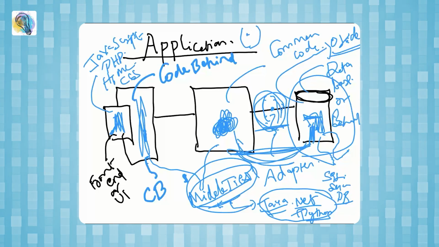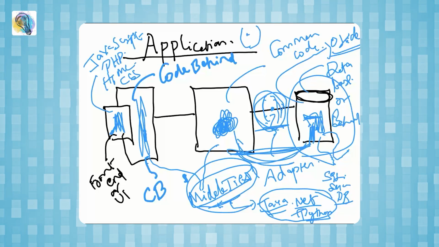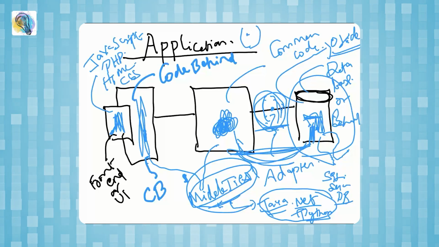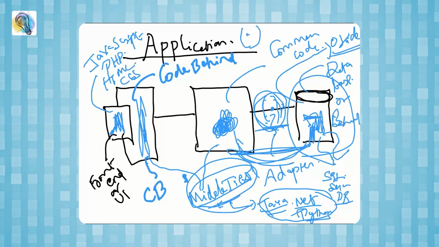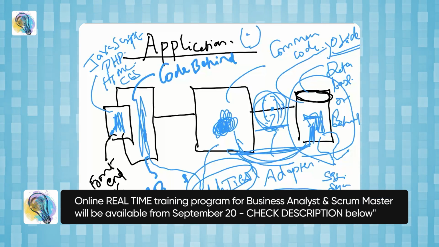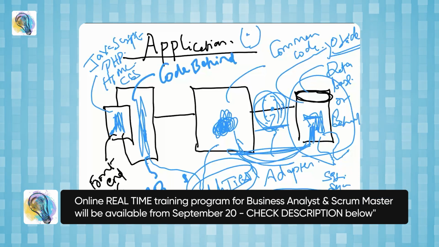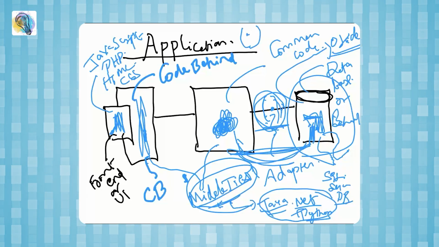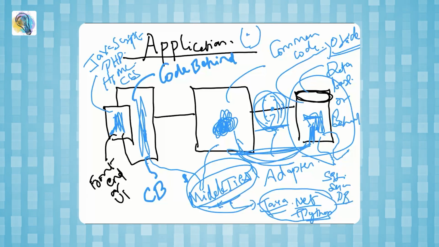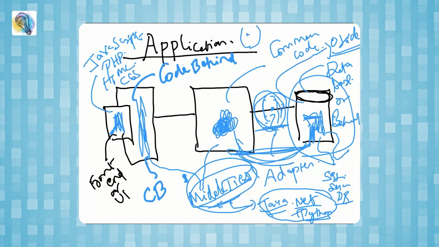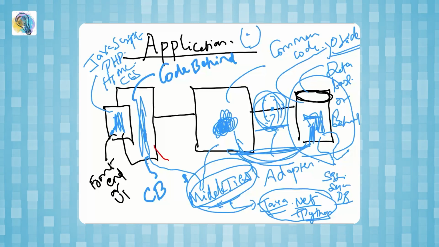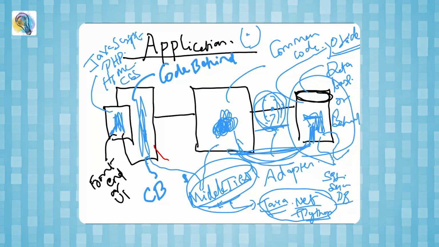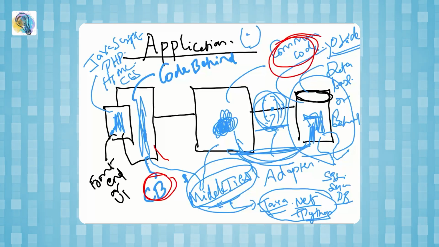Any questions? Can you please repeat that explanation about the adapter? Explanation about which one? Database? Adapter. Okay. Adapter is a 3-line code. It's 3 to 5 lines of code. Why we need adapter is, we want the middle tier. What is middle tier? Code behind and common code put together. Let me use another color.